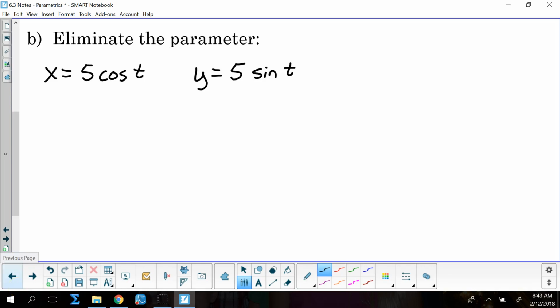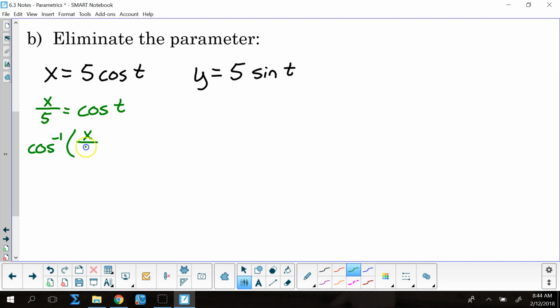So what we have to do now is we have to eliminate the parameter. Last week, we solved one of our equations for t. So let's go about doing that. If I solve my x equation for t, first I'm going to divide by 5. Then I've got to get t by itself, so I have to use the inverse of cosine to get rid of it. So I get the inverse cosine of x over 5 equals t.